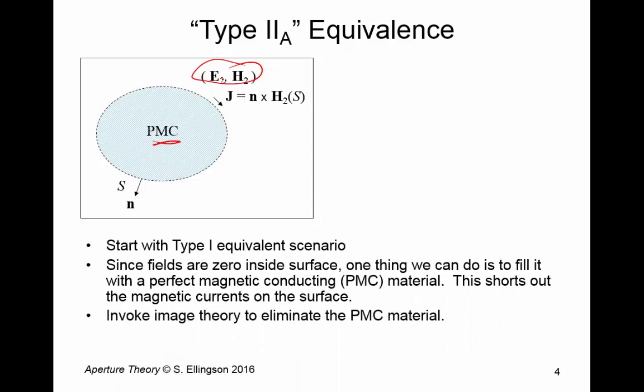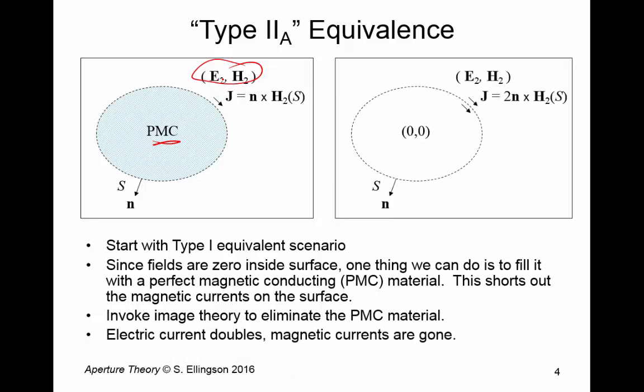Now we can do one more thing. We can invoke image theory to eliminate the material. So we invoked the material to get rid of the magnetic currents. Now we can apply image theory to eliminate that material. The electric current will double, the magnetic currents will continue to be gone. So here's the scenario that we'll call type 2A equivalence.